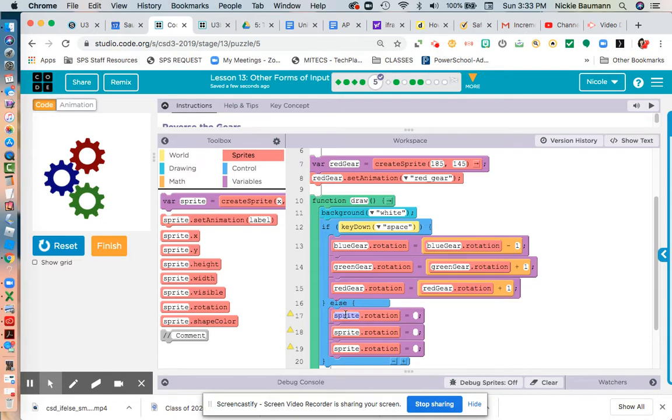So let's just go ahead and type that: blue gear, green gear. Remember, the G is capitalized in gear, so spelling is going to be important. Make sure they're spelled the same. And now I want the opposite. So you'll notice that I want the opposite of blue gear when the space bar is down. So instead of minus, I'm going to do plus.